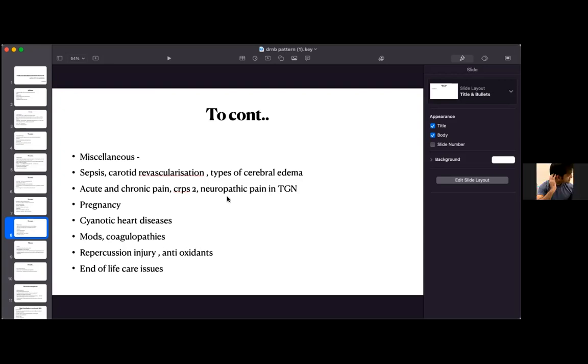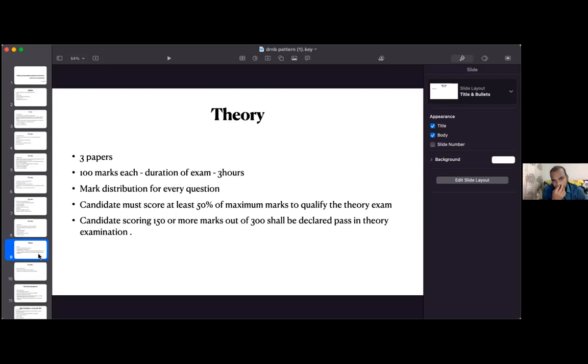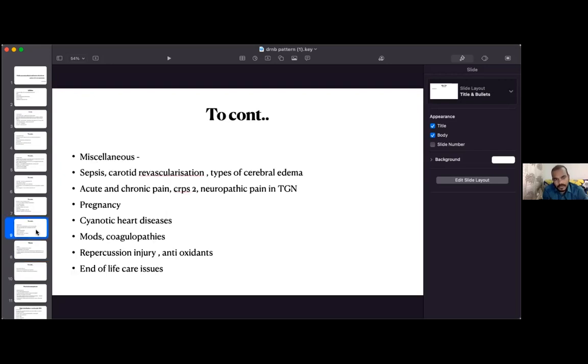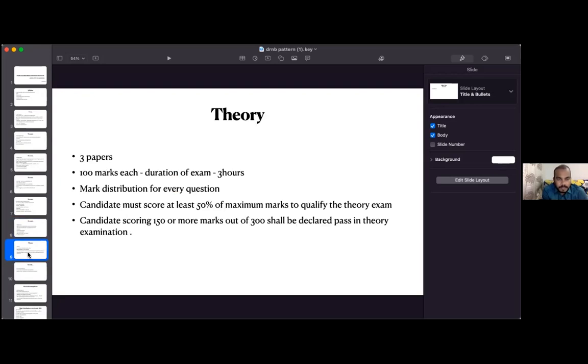Yeah, anatomy of the skull base, and then pregnancy in neurosurgery, and then cyanotic heart diseases, multi-organ dysfunction syndrome, trauma-induced coagulopathy, reperfusion injury, antioxidants role in TBI, end-of-life care issues. All of these are important topics, and all of them are mentioned on the NATBoard site. I hope you guys have prepared all this.